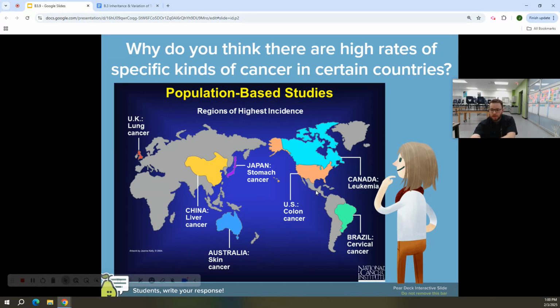The US with colon cancer, my thought process would be something to do with our diet. Maybe it's all the McDonald's we eat, maybe it's Taco Bell. So maybe it's some lifestyle choices that are causing us to have higher colon cancer. And then Australia skin cancer, maybe it's because they're closer to the sun or they're always outside and they're crazy chasing kangaroos. I don't know. China liver cancer, maybe there's high alcohol levels in China, right? Those are some ideas.